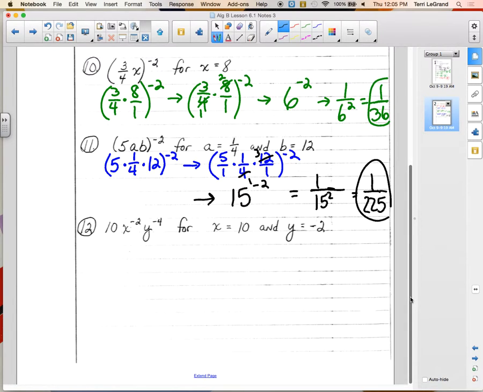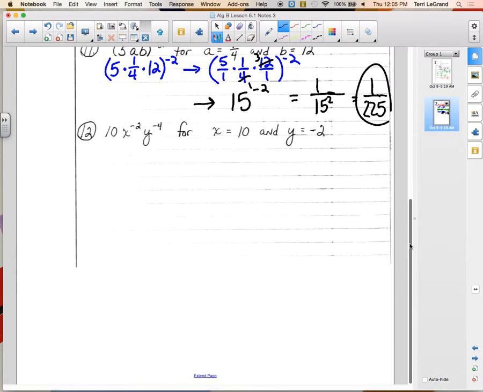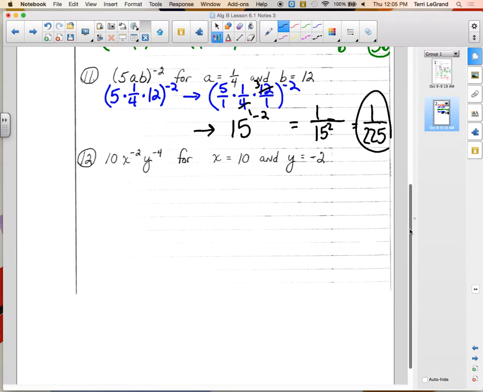Okay. So any questions on that one at all? It's going to be a lot. So notice, you're going to make it a lot easier if you substitute first, get all of it down, simplify down to, like here, we end up with 15 being taken to the -2 power.